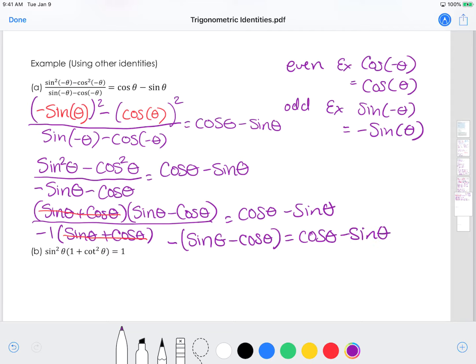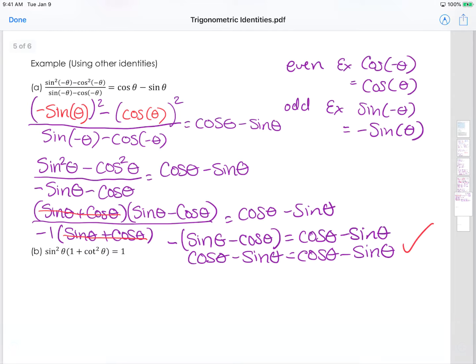Well, if I distribute that negative sign, that's going to give me a negative sine and a positive cosine, which is exactly what we were trying to prove. So we are done with that one.